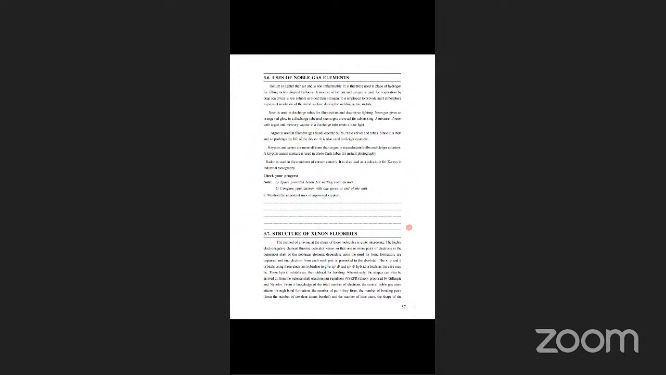Important are the uses. What are the uses and structures of noble gases? Only from this lesson: the adsorption charcoal method is question number 1, then the uses of noble gases and the structure of xenon fluorides. These three questions come from this lesson, in your examination pattern. Okay, adsorption method, uses of noble gases, and structure of xenon fluorides. See the uses.